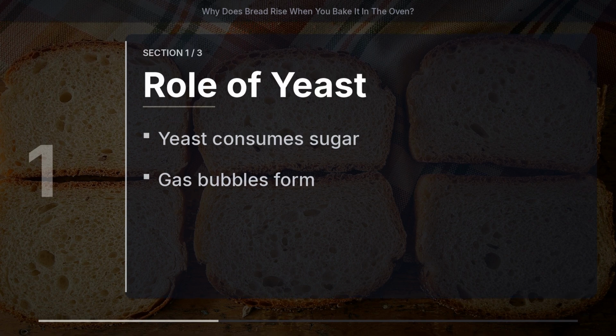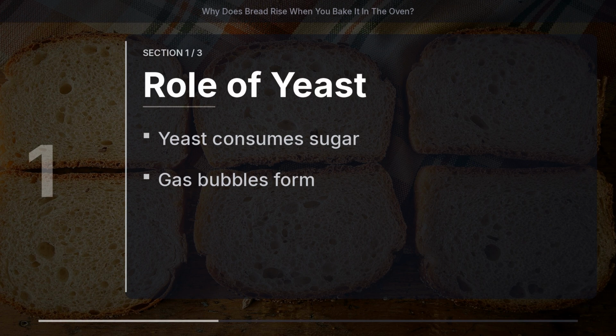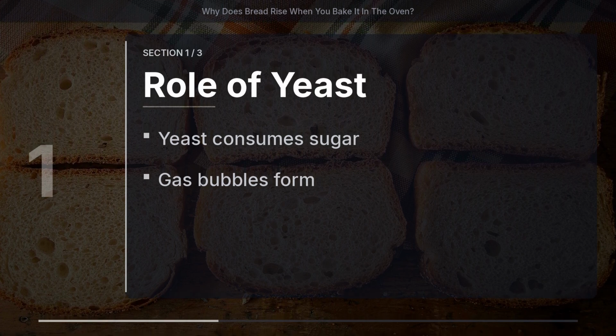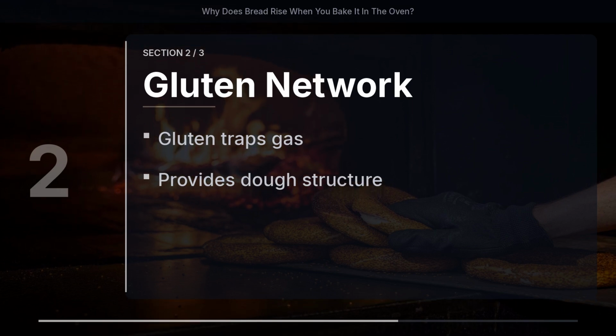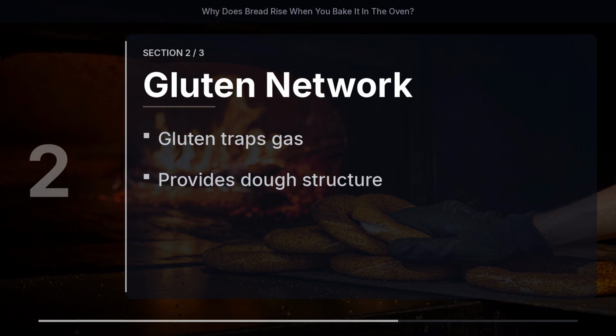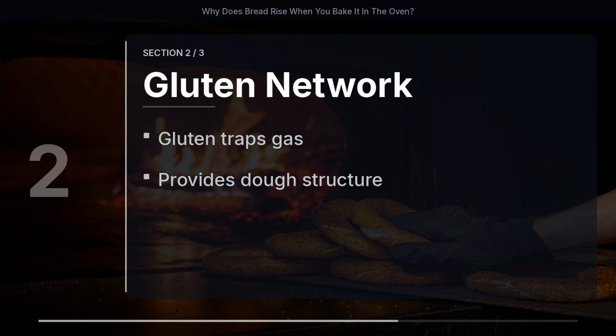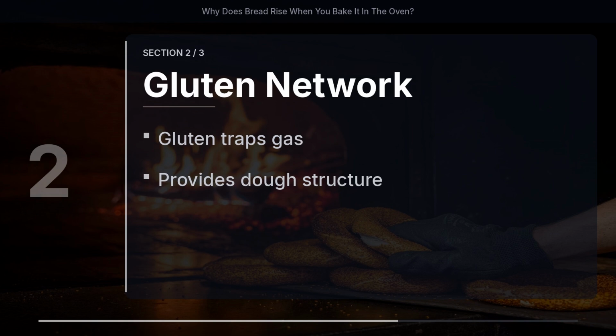These gas bubbles get trapped in the dough's elastic gluten network, causing the dough to puff up and rise slowly over time. Gluten proteins form a stretchy web throughout the dough. This mesh traps the carbon dioxide bubbles created by yeast. Without gluten, gas would escape and bread wouldn't rise properly. The gluten network is what gives bread its chewy texture and structure.